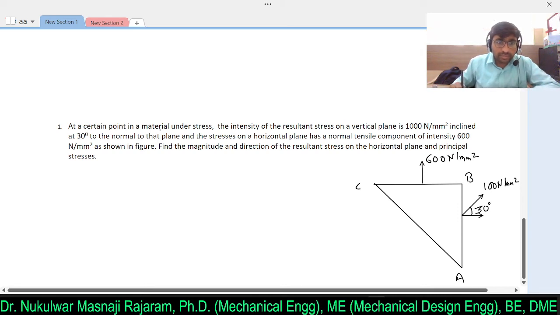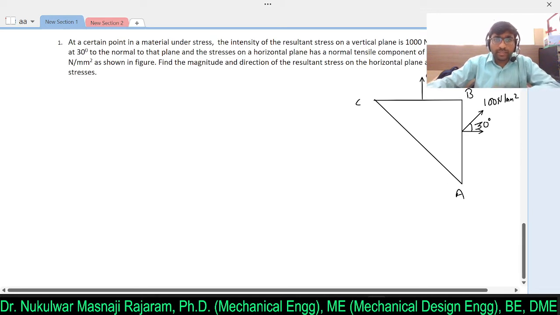At a certain point in a metallic bar under stress, the intensity of resultant stress on the vertical plane is 1000 Newton per mm square. So here 1000 is given, which is inclined at 30 degree to the normal to the plane, and stresses on a horizontal plane have a normal tensile component of 600 Newton per mm square as shown in the figure. Find the magnitude and direction of resultant stress on the horizontal plane.